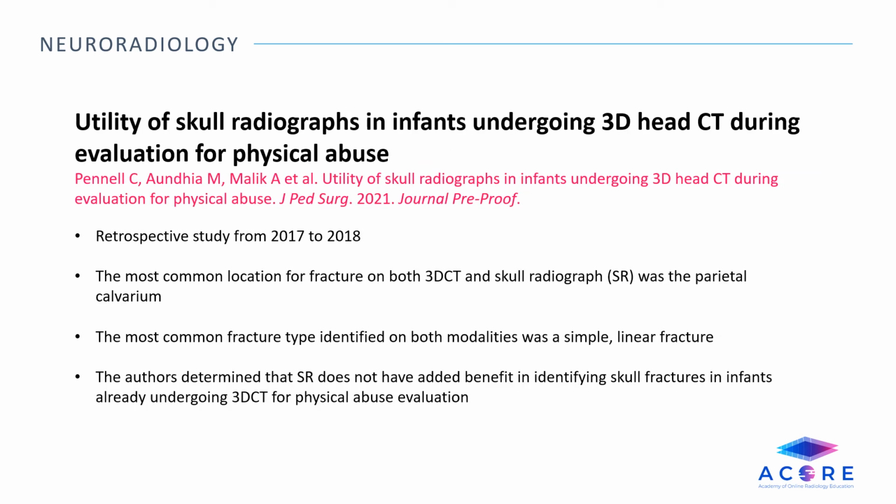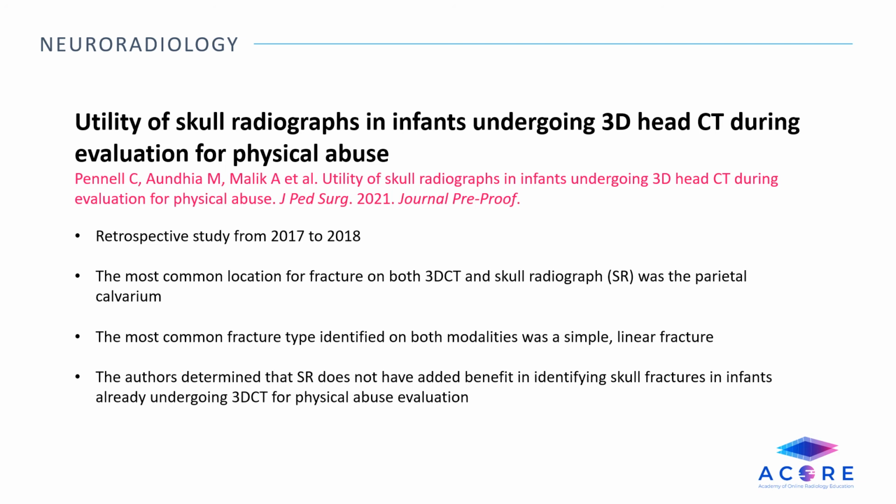Utility of skull radiographs in infants undergoing 3D head CT during evaluation for physical abuse. This is a retrospective study from 2017 to 2018. The most common location for fracture on both 3D CT and skull radiograph was the parietal calvarium. The most common fracture type identified on both modalities was a simple linear fracture.